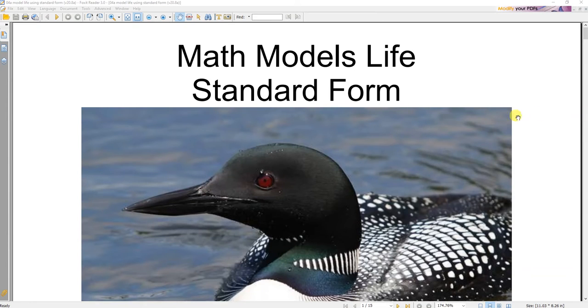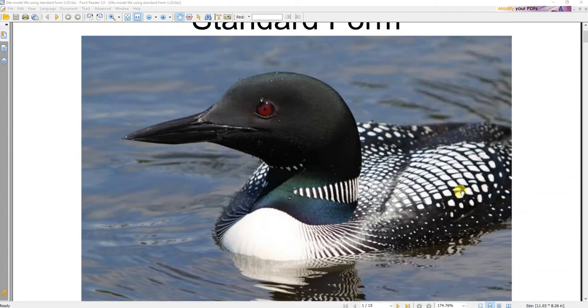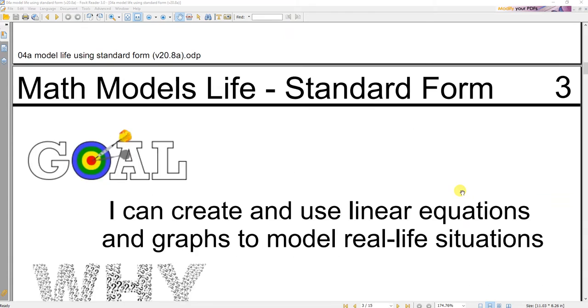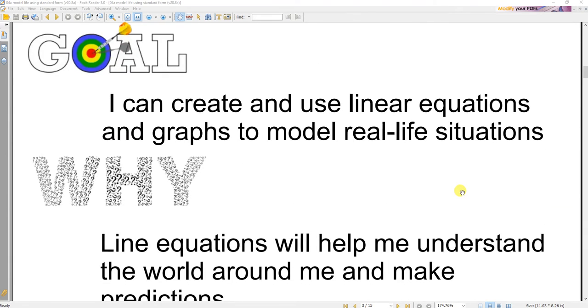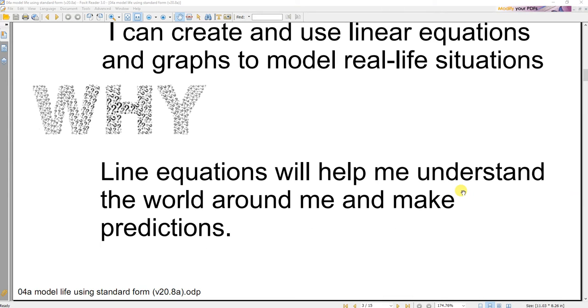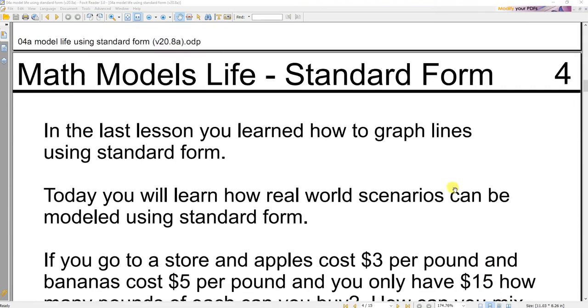Hey, it's Mr. Barr, and we are going to model things using standard form. We're going to model some real life situations in standard form. My goal: I can create and use linear equations and graphs to model real life situations. Linear equations will help me understand the world around me and make predictions.